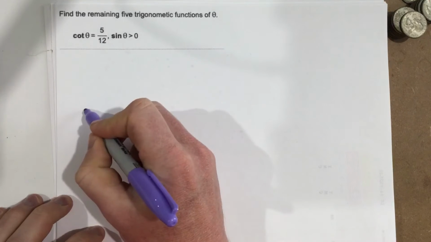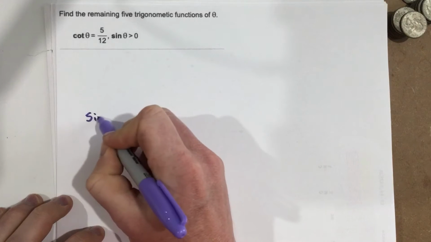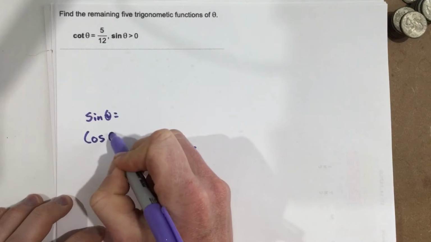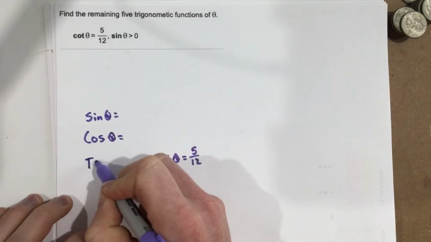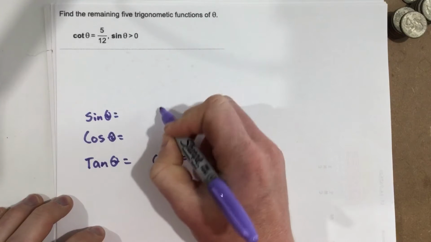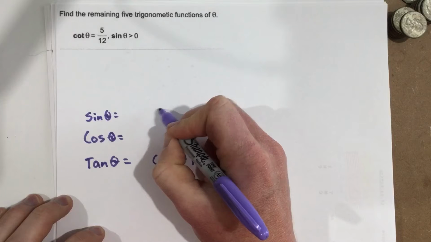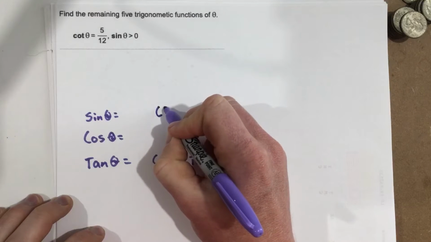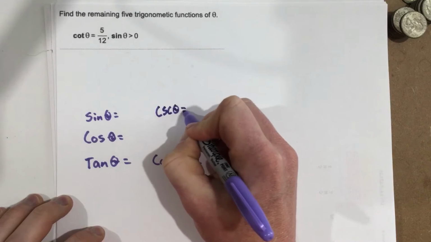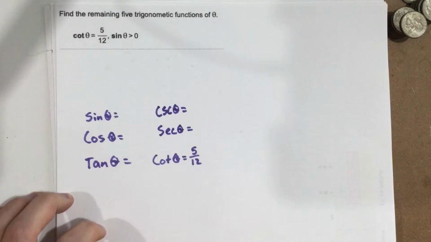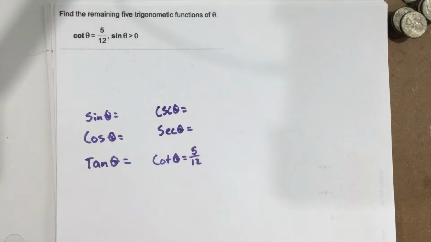We need to find sine theta. I'm going to write all these out. So the sine theta, we need to find cosine theta. We need to find tangent theta. We also need to find cosecant theta and secant theta. So we need to find all 5 of these. Now they give us cotangent, which is 5 over 12.